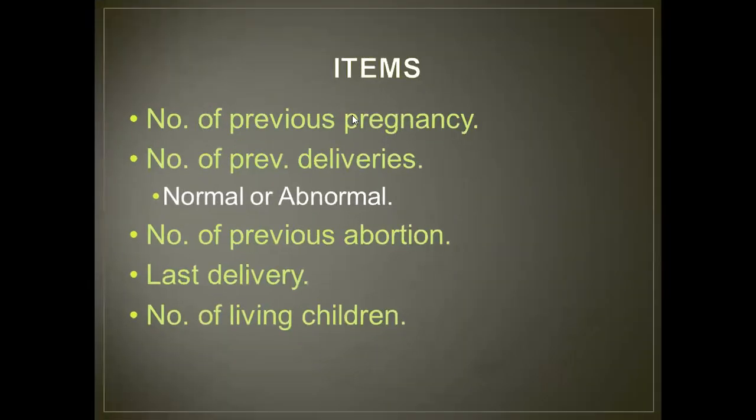Returning to our main items: number of previous pregnancies, number of previous deliveries, and we know how to differentiate normal from abnormal labor, followed by the number of previous abortions. Before 28 weeks gestation is recorded as abortion. We should mention whether it was first trimester, before 14 weeks, or second trimester, and whether it ended spontaneously or by evacuation, followed by the last delivery and last abortion. Lastly, the number of living children, and mention the gender of the children. For example, say 4 living, 2 male, or 5 living, 1 female, like this.